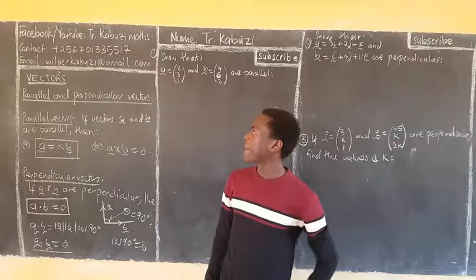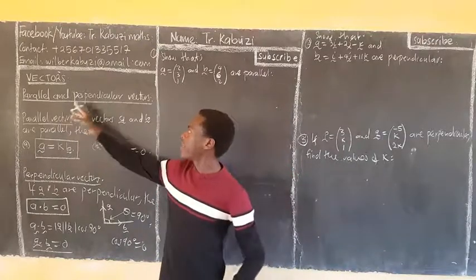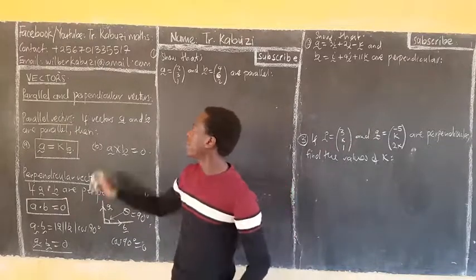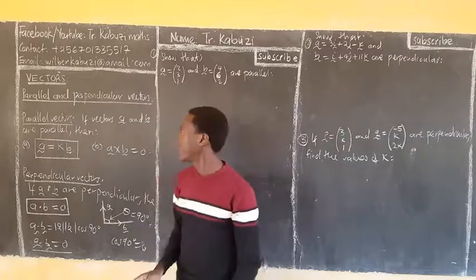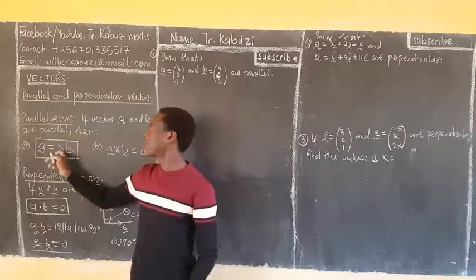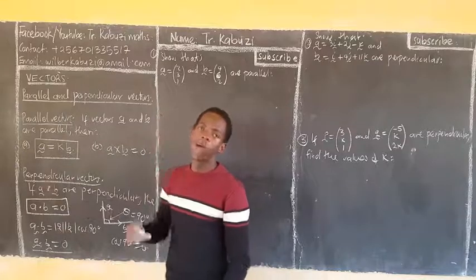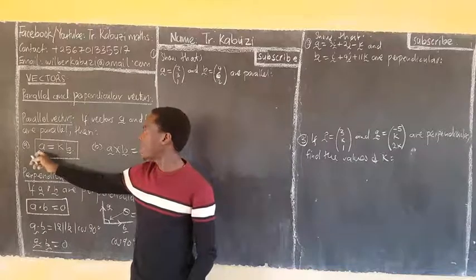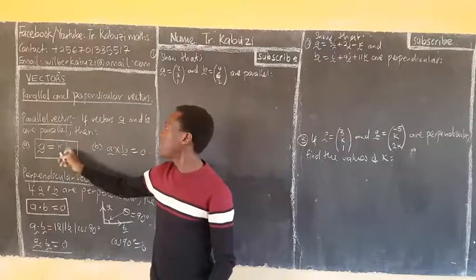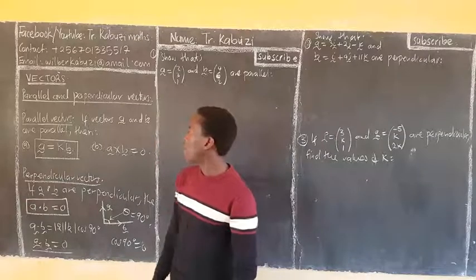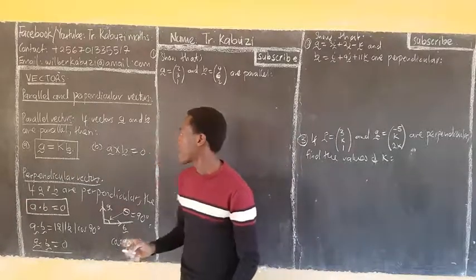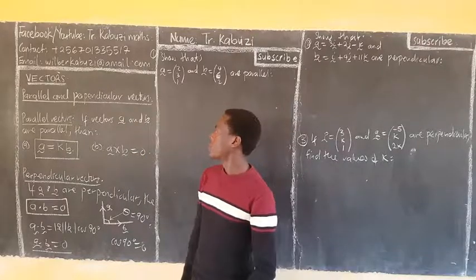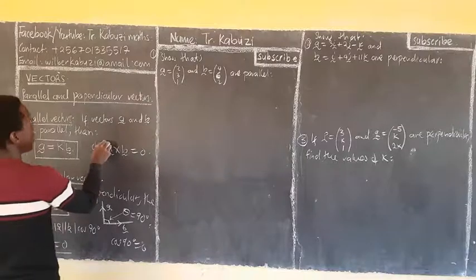Now from here, I'm going to give you parallel vectors and perpendicular vectors. There are two conditions for vectors to be parallel. The first one is, if A and B are parallel vectors, then you can express one as a scalar multiple of the other. So I can either express A as a scalar multiple of B or B as a scalar multiple of A. Or the other one is, if two vectors are parallel, their cross product is always 0. These are very crucial. These are the conditions for two vectors to be parallel.